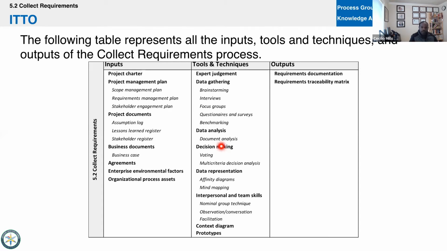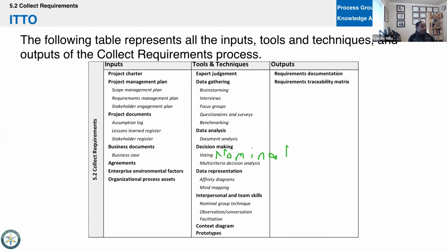We're going to have different ways of analyzing that information. We may use it to vote, you know, ranking and voting. I'd like you guys to write the word nominal next to voting because that's a term PMI will use. Nominal, N-O-M-I-N-A-L, just because my handwriting's not that good. They'll use that term sometimes. So you know that it's really just ranking and scoring or voting and scoring. That's what that means.